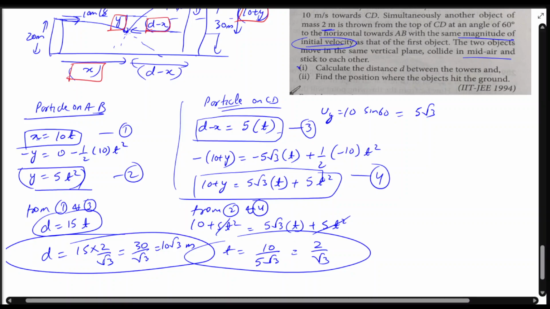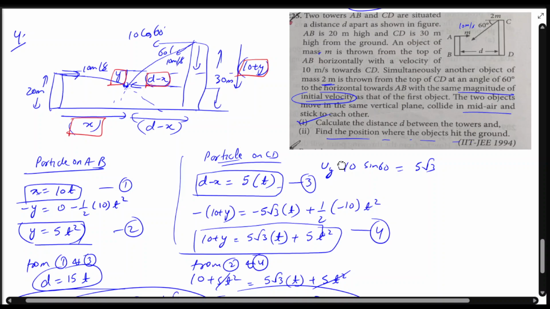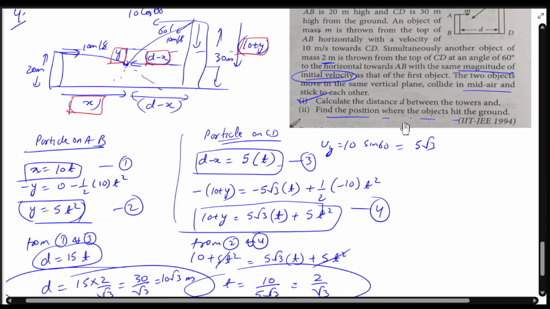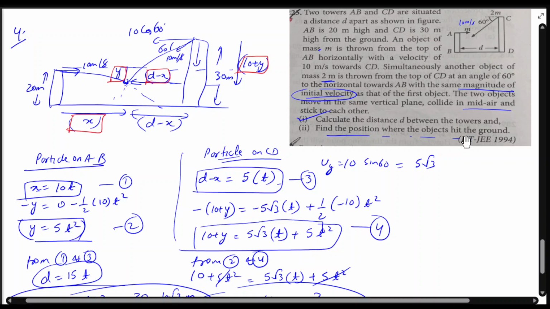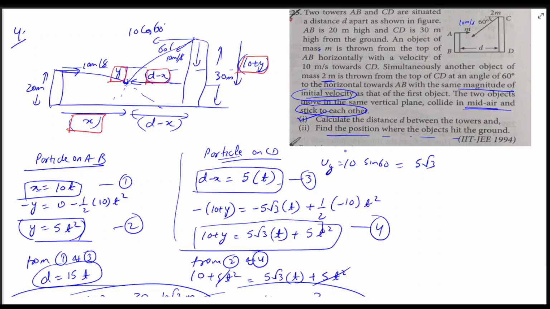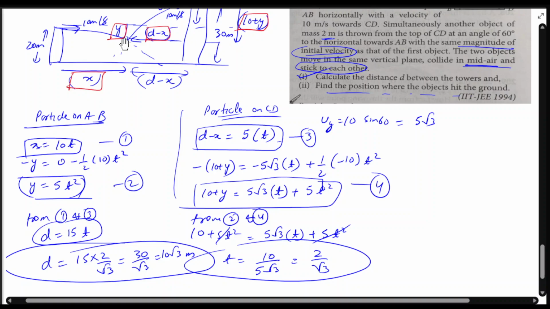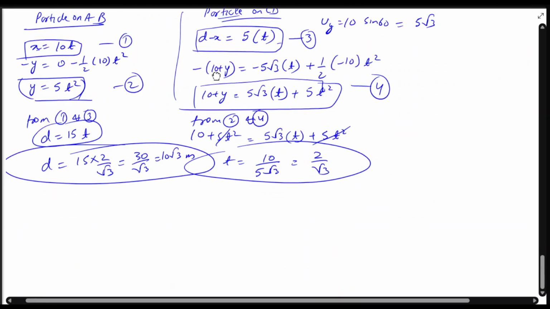Yes, so we'll get d. Now find the position where the object hit the ground. Okay, is there another piece of information? They collide in midair and stick to each other. So they basically stick to each other, right? So we have to use conservation of momentum.